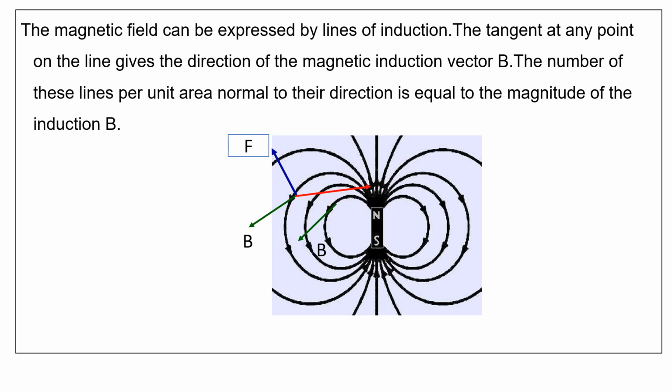And also the direction of F and V is given. B, F and V are mutually perpendicular. That is, F is in a direction perpendicular to both B and V, and the red line shows the velocity component, and the green line shows the field direction, and the field can be represented at any point as the tangent on the field lines. And the number of these lines per unit area normal to their direction is equal to the magnitude of the induction B.